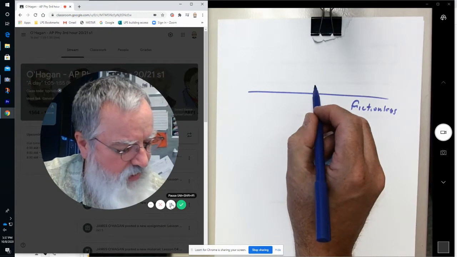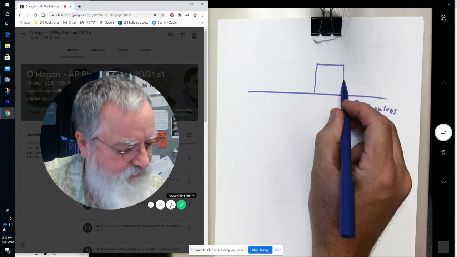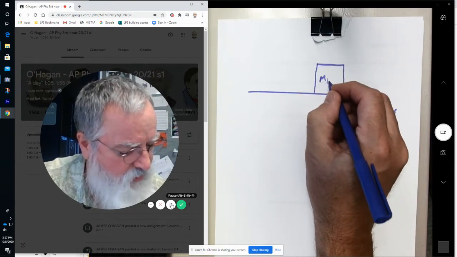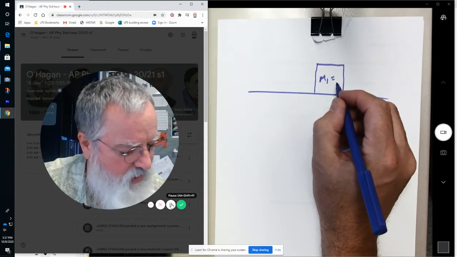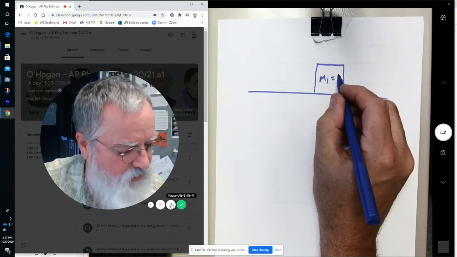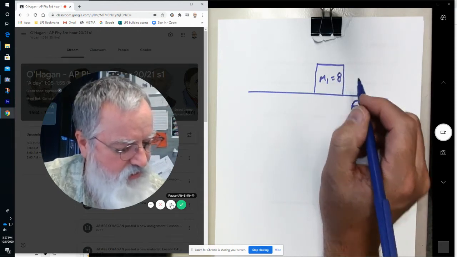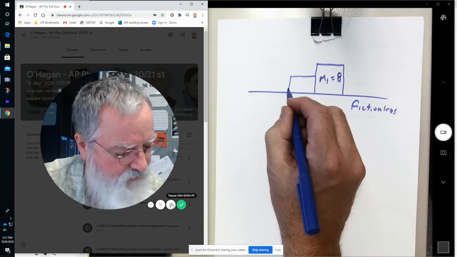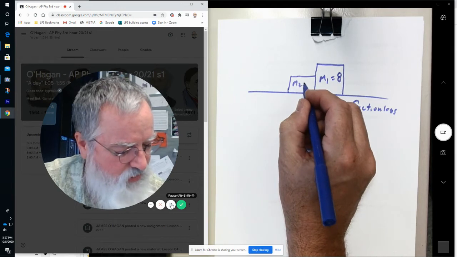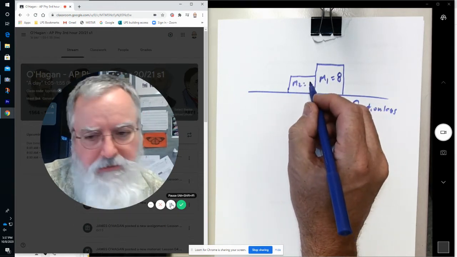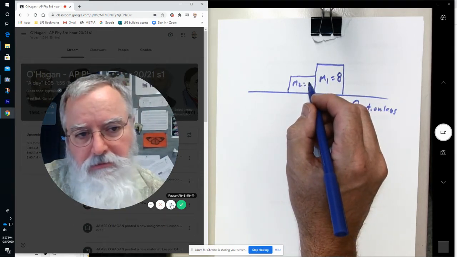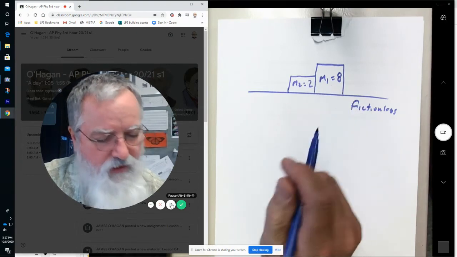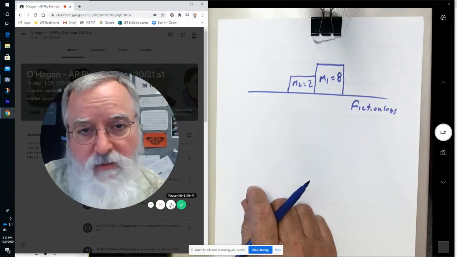I got a mass here. I will call this mass 1. And how big do I want to make mass 1? Let's make mass 1 8 kilograms. And over here, I should have made it larger, I got mass 2, and I'll make mass 2 2 kilograms. I'm doing this to make the numbers work out kind of nice.